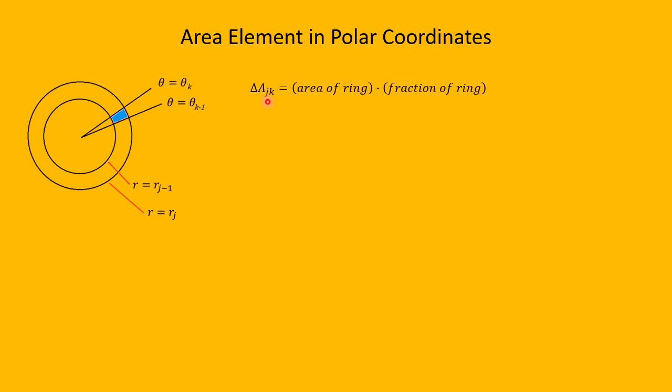So delta A sub jk is the area of that ring times the fraction of the ring given by the thetas. Here's what we have. The area of the ring is the area inside this outer circle, which is pi r sub j squared, minus the area of this inner circle, which is pi r sub j minus 1 squared. So the area of the ring is given by this expression right here. The fraction of the ring area that is right in here is just the difference of the thetas, theta sub k minus theta sub k minus 1, divided by 2 pi radians, which is what you get going all the way around.